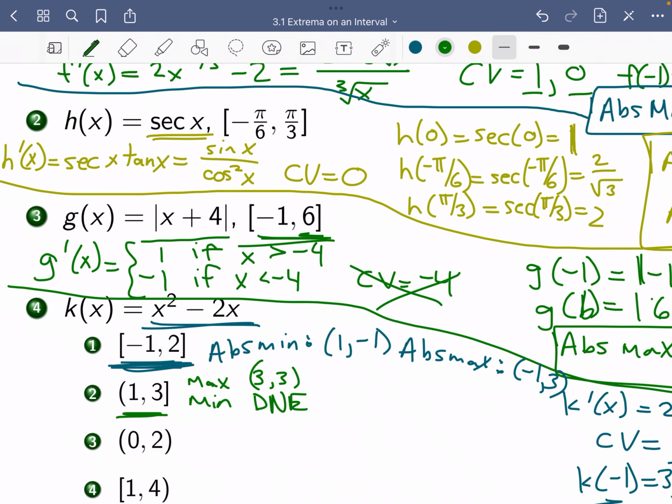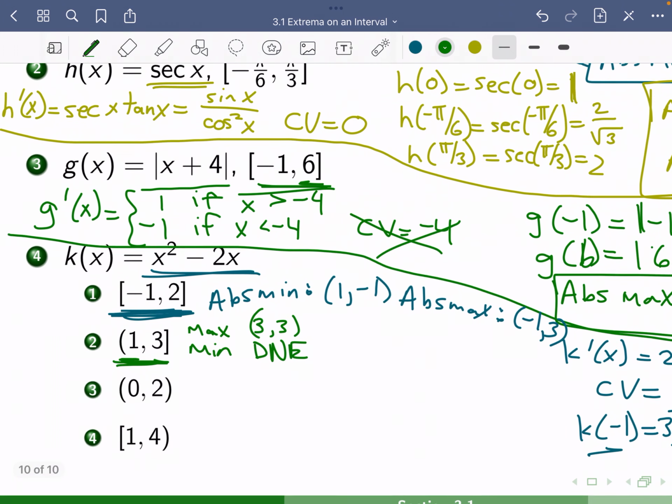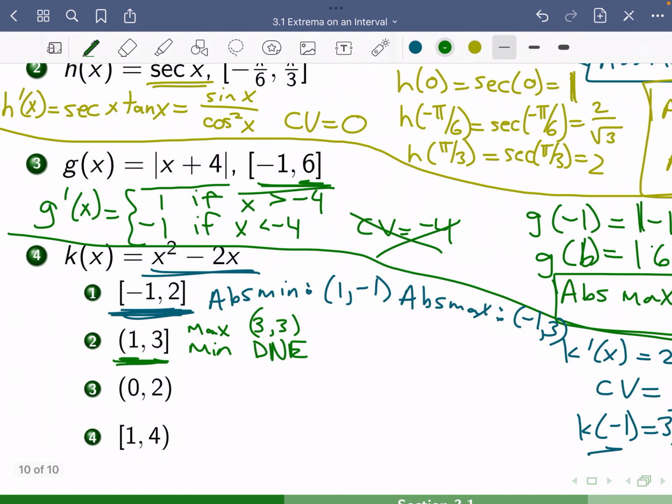Why doesn't that minimum exist? Well, this function is going to keep getting smaller and smaller as we approach 1. Since we're never actually reaching 1, I can always find a value that's a little bit smaller, and find another value that's even smaller still. So that has an absolute maximum on that interval, but no absolute minimum.